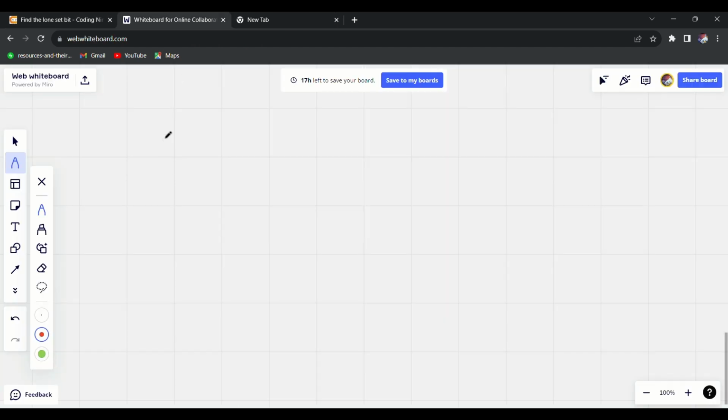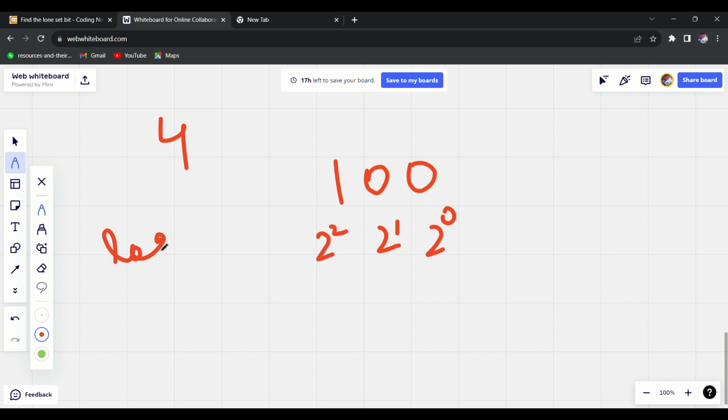Let's say our n is 4. Its binary representation will be 1 0 0, and its place values are 2 raised to power 0, 2 raised to power 1, and 2 raised to power 2. There is a simple formula: log base 2 of n, plus 1. Log base 2 of 4 is 2, and 2 plus 1 is 3. So the position of the 1 bit is 3.